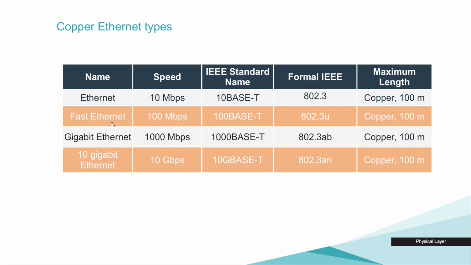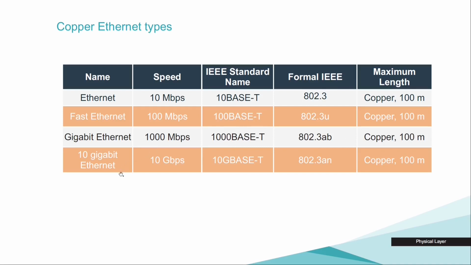There is Fast Ethernet, which is 100 megabits per second. The standard name is 100BASE-T. The formal name is 802.3u. This is a copper cable and can run up to 100 meters. There is also the Gigabit Ethernet cable. It's 1000 megabits per second, 1000BASE-T, 802.3ab. It's a copper cable and can run up to 100 meters.